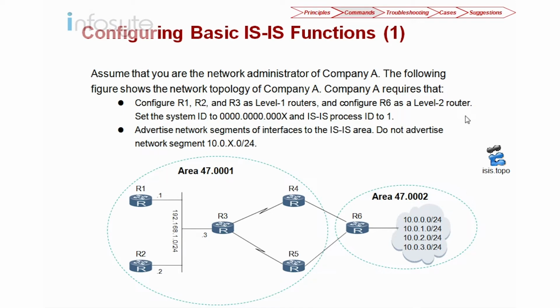The first requirement is to configure R1, R2, R3 as level 1 and configure R6 as a level 2 router. We are going to set the system ID based on this requirement. The second requirement is to advertise the network segment of the interface in the ISIS area, and do not advertise the other network segment. Okay, so let's look into the lab.